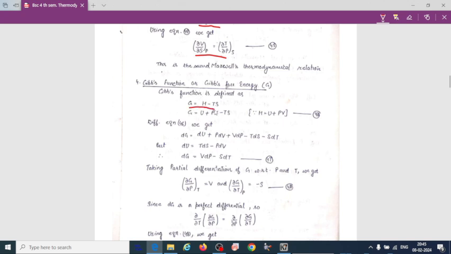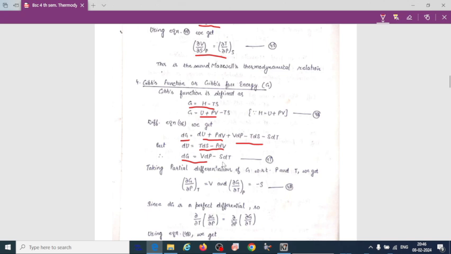The fourth Maxwell's relation uses the Gibbs function, which is given by enthalpy minus T into S, temperature into entropy. Enthalpy is the sum of internal energy and the product of pressure and volume. So we should write the differential form of Gibbs free energy. Once we differentiate, we get this equation. Then you can substitute the internal energy equation here.